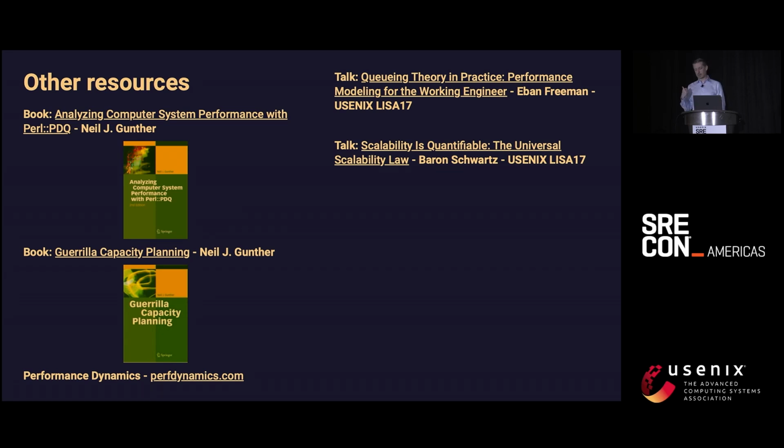I've got 2 books by Neil Gunther, which are both sitting in my room upstairs. I decided not to bring them for visual aids. The top one focuses on PDQ and it's about building the queuing systems. The bottom one tends to focus a little more on the universal scalability law. He's got a website too. He's got some talks out there.